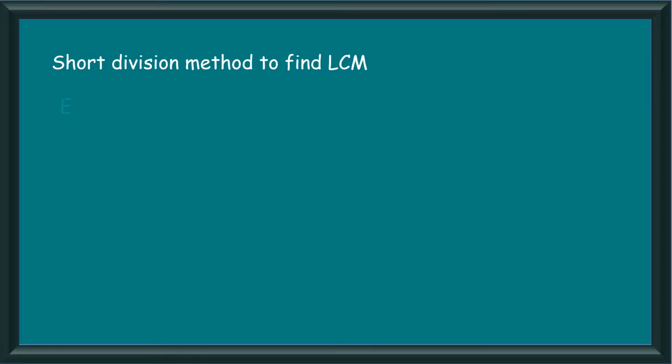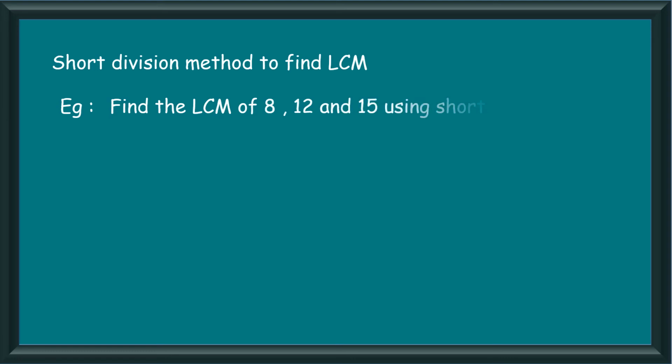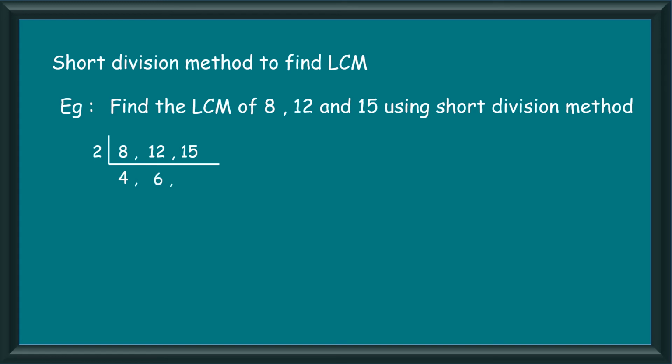Let's do another example. Find the LCM of 8, 12 and 15 using short division method. As explained, divide 8, 12 and 15 by the smallest prime number 2. 8 divided by 2 is 4, 12 divided by 2 is 6 and 15 being an odd number is not divisible by 2. So we bring down 15 as it is. Continue to divide by 2.